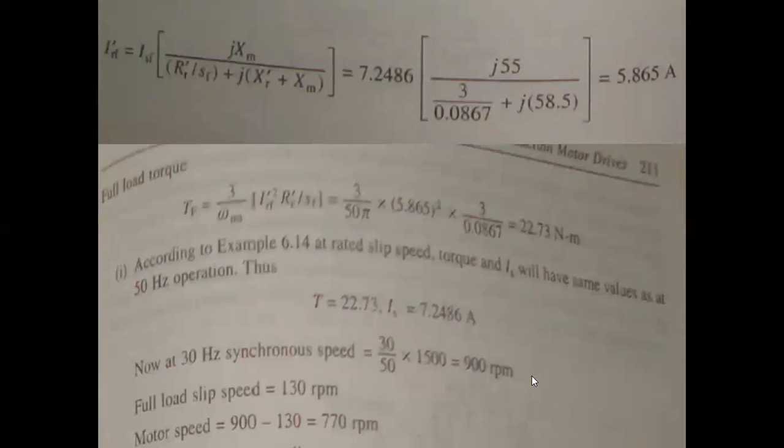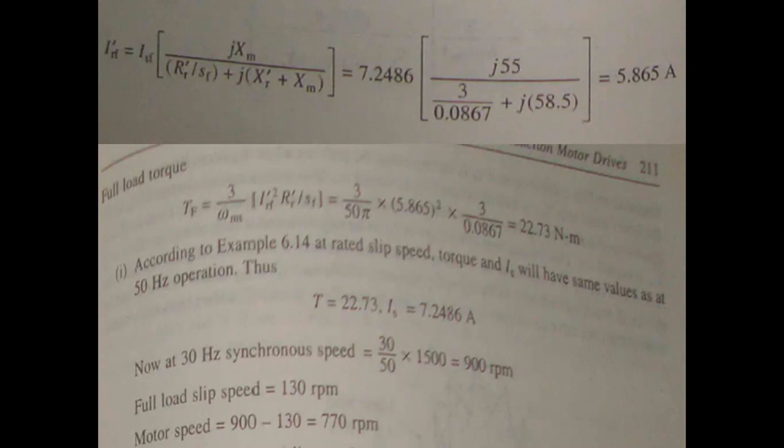Actually, the motor speed will be, see, at 30 Hz, you have to calculate the synchronous speed. So now at 30 Hz, the synchronous speed will be 30 by 50. Before 30, they have given before 50 Hz. So 30 by 50 into 1500, that is equal to 900 RPM. So full load slip is differing by 130 RPM.